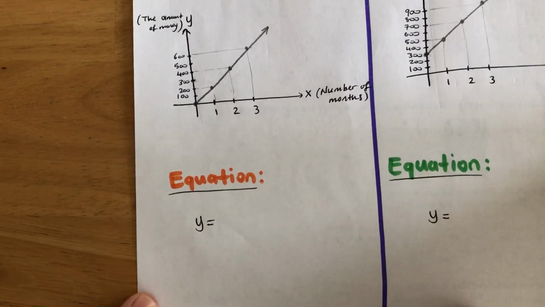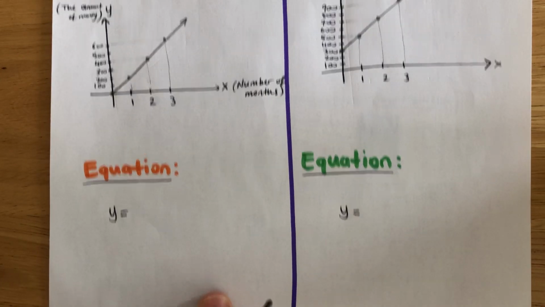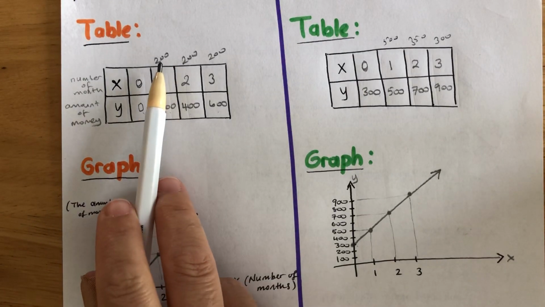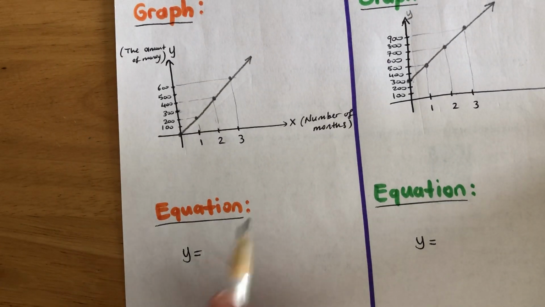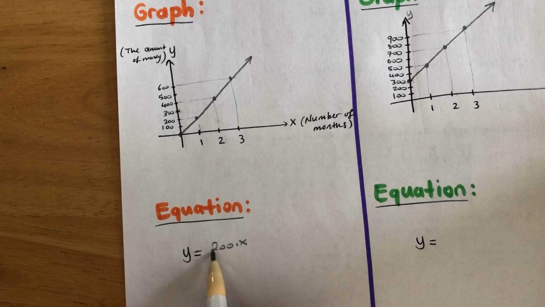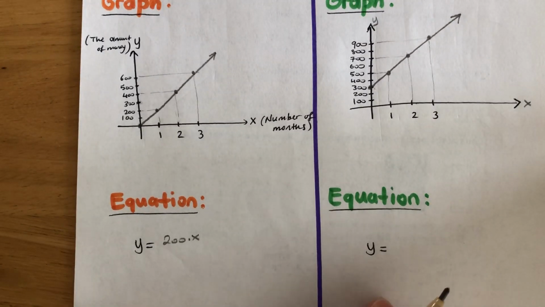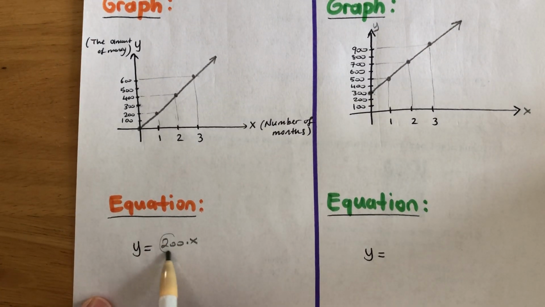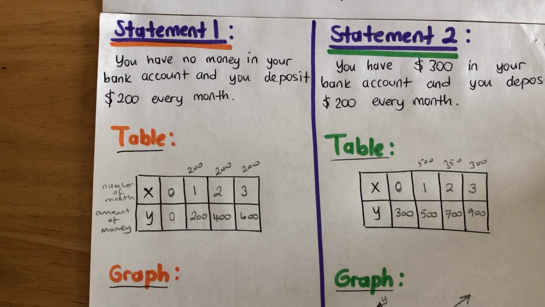And the last thing is the equation. Let's talk about how to write the equation for this kind of situation. When you divide them, you get 200, right? And if it is a proportional relationship, your equation should be y equals 200 times x. That number is your constant of proportionality, which is the number you get by dividing the y and x values on the table. And here, let's talk about this one. Pay attention again. 200 is the money you are depositing to the bank account every month. It's $200 every month.